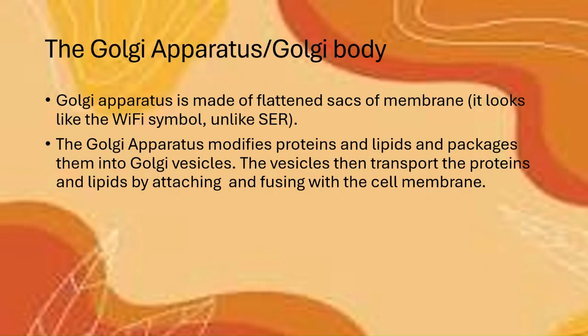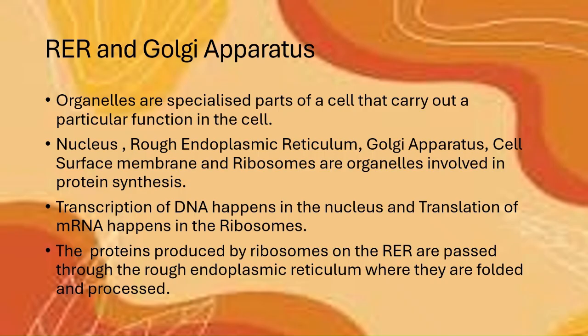The Golgi apparatus modifies proteins and lipids and packages them into Golgi vesicles. The vesicles then transport the proteins and lipids by attaching and fusing with the cell membrane. So now, looking at the function of the rough ER and Golgi apparatus. Organelles are specialized parts of a cell that carry out a particular function in the cell. Nucleus, rough endoplasmic reticulum, Golgi apparatus, cell surface membrane, and ribosomes are organelles involved in protein synthesis. And you guys would know this from topic 2. And if you want to revise, do check it out.